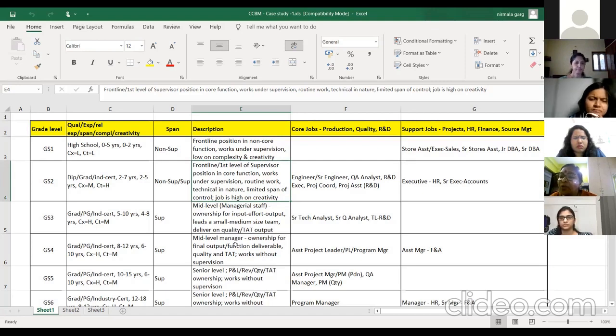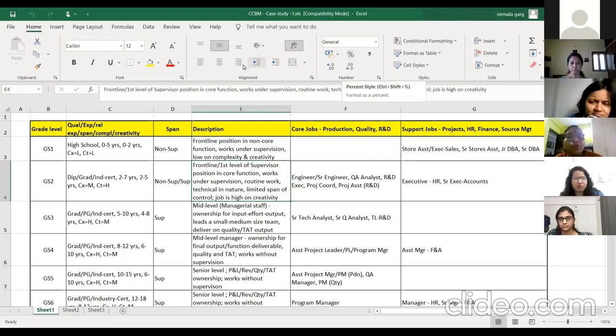I want you all to really work collaboratively. So I'm going to stop sharing this. For span, you have written span of control. Span of control is non-sub means? The thing that you've written, non-sub means? No, don't get into this. Non-supervisory. Oh, non-supervisory. Okay.